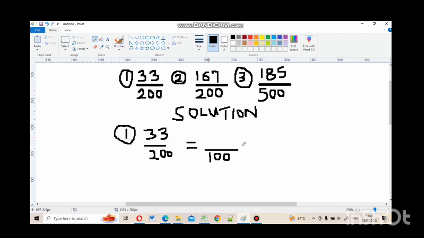Now 33 divided by 2, let's do some long division. Apply your division bar. 2 in 3, you got 1, and you have 1 left. Bring down the 3, you have 13. 2 in 13, you have 6. 2 times 6, you have 12. We subtract 13 minus 12, you have 1.